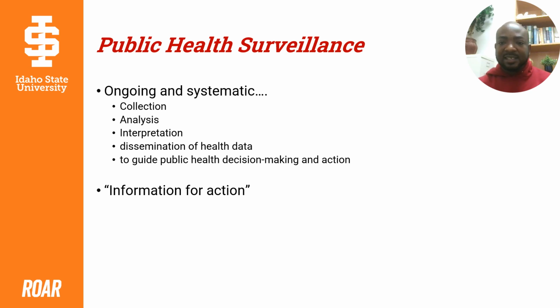Public health surveillance. Surveillance is the ongoing and systematic collection, analysis, interpretation, and dissemination of health data to help guide public health decision making and action. Surveillance is equivalent to monitoring the pulse of the community. The purpose of public health surveillance, which is sometimes called information for action, is to portray the ongoing patterns of disease occurrence and disease potential, so that investigation and control and prevention measures can be applied efficiently and effectively.